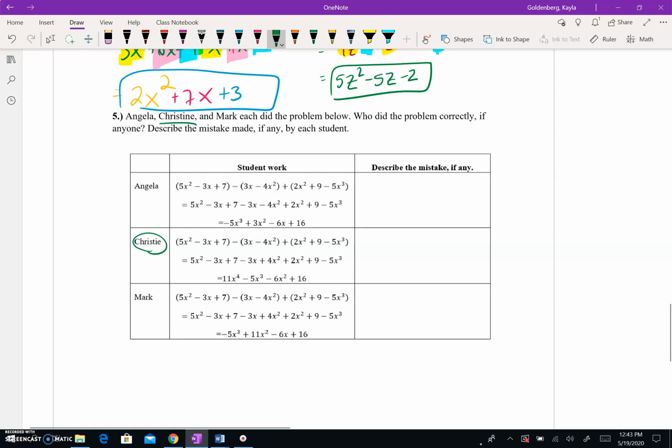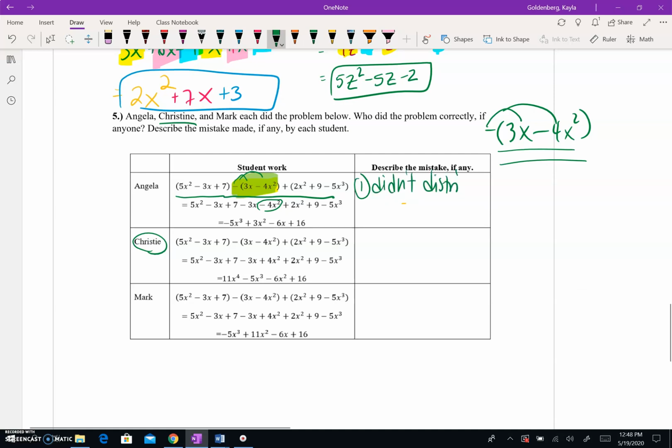So I'm going to walk through Angela now. So Angela starts with the problem. Here's the original problem. Now, one place that I'm thinking people might make mistakes is forgetting about that negative sign being distributed, right? You've got to do the negative to each of them. So it looks like she did apply the negative sign to the 3x, but she forgot to make this a positive 4x squared. Okay, so the mistake there is that it should have been a positive 4x squared. And I'm going to put that as mistake 1: didn't distribute negative. And the mistake was it should have been a positive 4x squared.